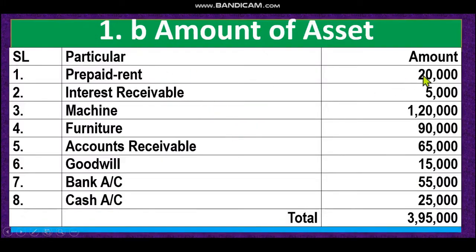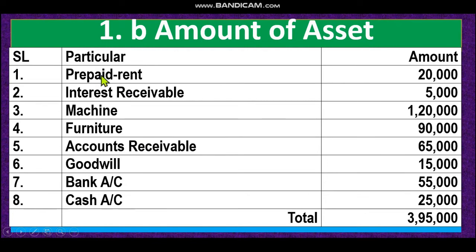Look at prepaid rent, it is our asset. Interest receivable, it is our asset. Machine, asset. Furniture, I have told you. Accounts receivable. Goodwill, bank account, cash account, all are our assets. Dear student, the total of assets is 3,95,000. I hope all of you understand which one is asset, which one is liability. Again I am telling prepaid rent.